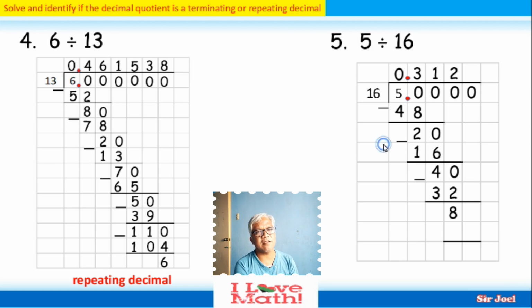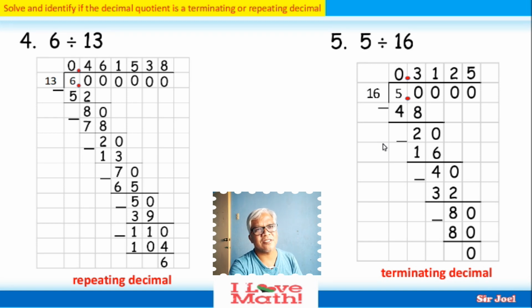Add another 0, bring it down. 80 divided by 16 is what? 5. 5 times 16, it is 80. And 80 minus 80 here is 0. So, our remainder is 0. Therefore, our quotient in this problem, 5 divided by 16, is an example of a terminating decimal.